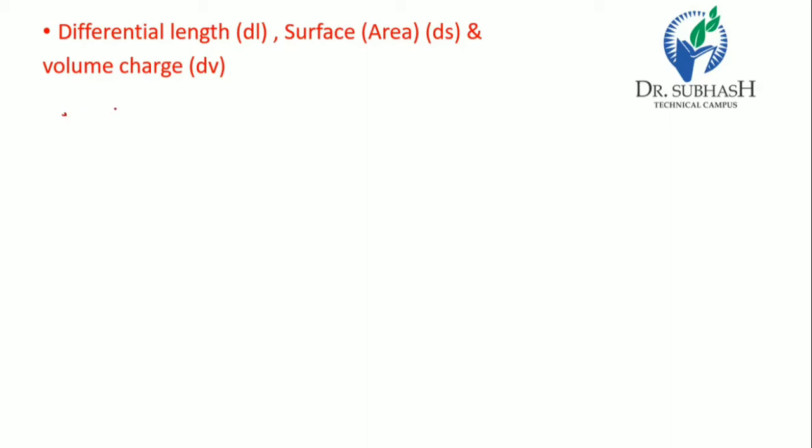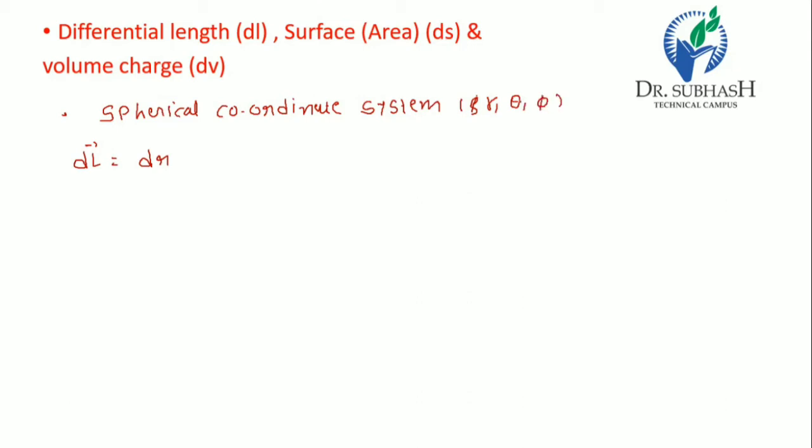Okay. Now, in the spherical coordinate system, the differential length dl is represented by dr. Here the coordinates of the spherical coordinate system are r, theta and phi: dr in the a r direction plus r d theta in the a theta direction plus r sine theta d phi in the a phi direction. Okay, in the cylindrical coordinate system, whenever we differentiate with phi, we put only rho; here we put r sin theta, and when we differentiate with respect to theta, we put the r.